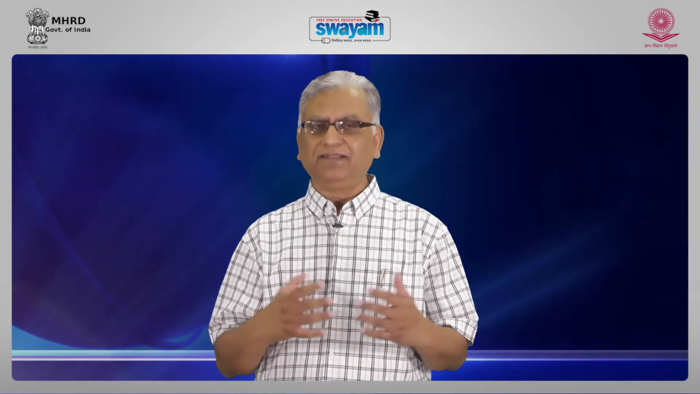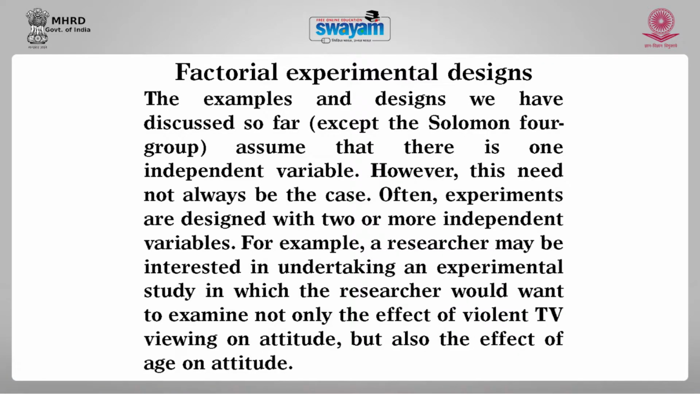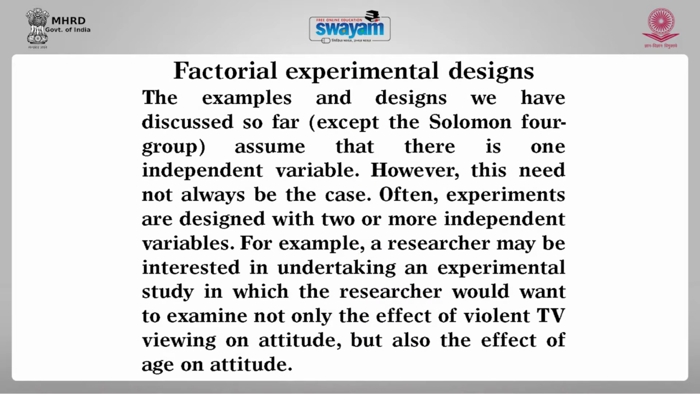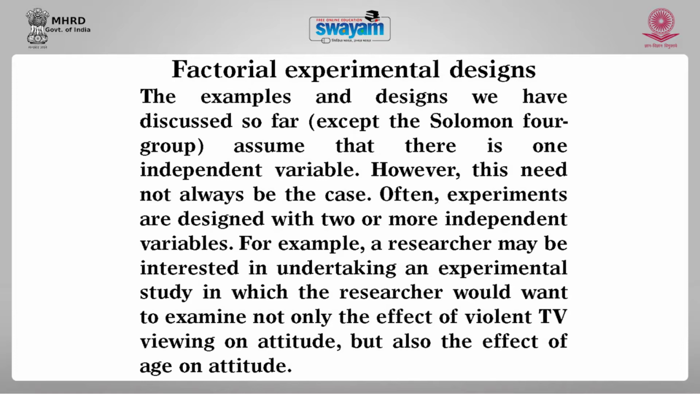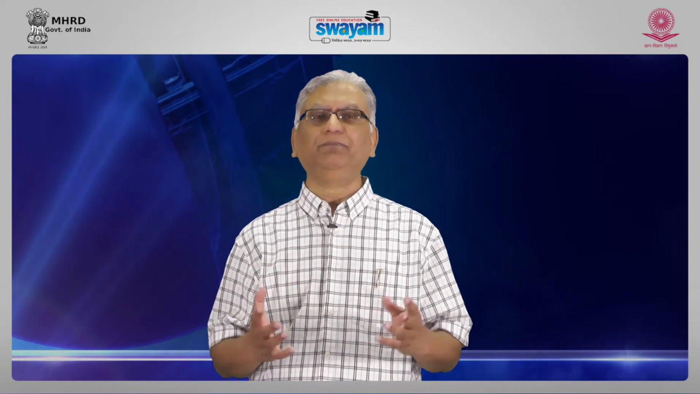Now we come to yet another kind of an experimental design, which is the factorial experimental design. A factorial experimental design is very much like the previous experimental designs we have discussed. The examples and designs we have discussed so far, except the Solomon 4 group, assume that there is one independent variable. However, this need not always be the case. Often, experiments are designed with two or more independent variables.